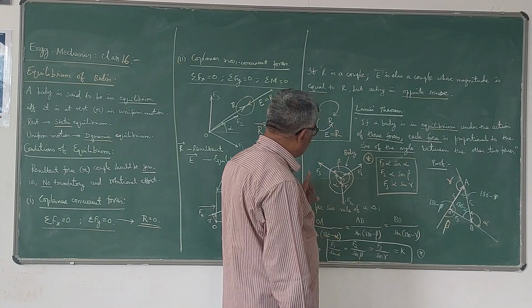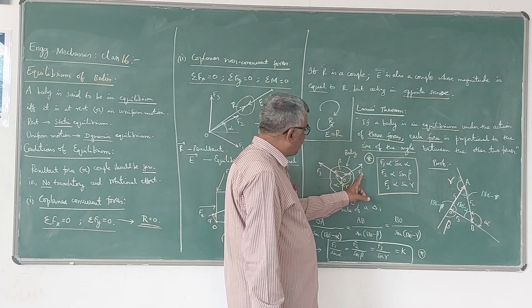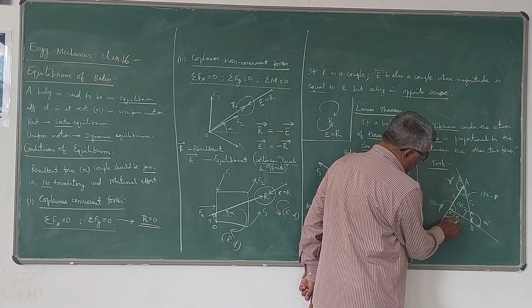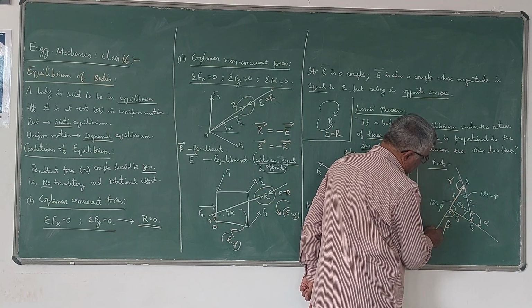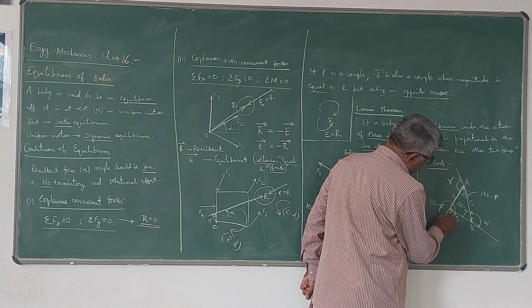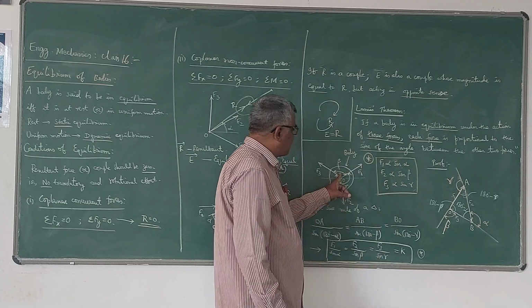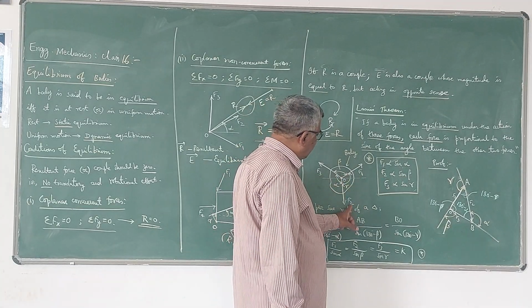Then the angle between F1 and F3. Just produce this F1 like this. So this angle between F1 and F3 is beta. You can see here, it is beta. Then the angle between F1 and F2 is gamma.